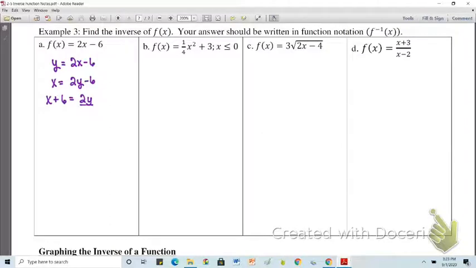And divide everything by 2. Those will cancel. That gets me 3. And you can either leave it as x over 2 or you could write it as 1/2 x. Doesn't matter. And the last thing I need to do is rewrite y as f to the negative 1 of x. So my answer is f to the negative 1 of x equals 1/2 x plus 3.